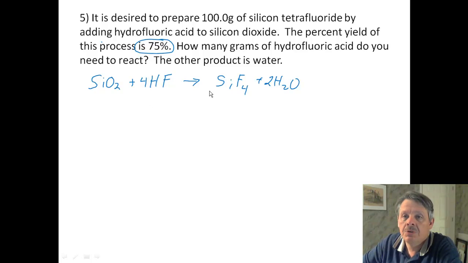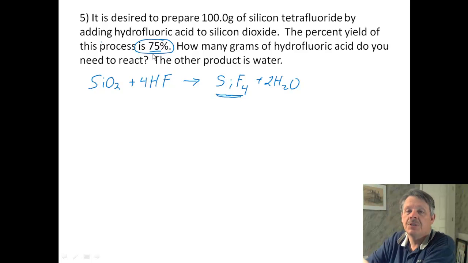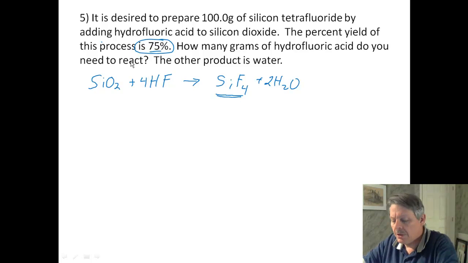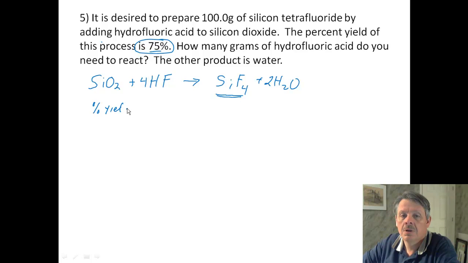Well, we want to produce 100 grams of this. But clearly, if our process is only 75% efficient, we need to try to produce more than 100. But how much more than 100? How do we figure that out? Well, if you think about this for a minute, you know that percent yield is equal to your actual over your expected times 100%.